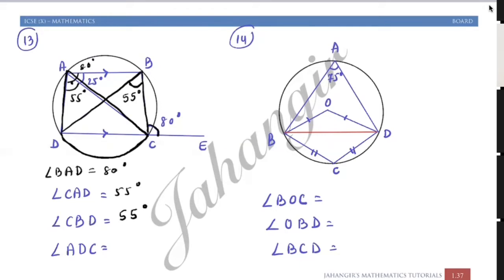Now third is angle ADC, this angle. So we can say AB and CD are parallel. AD is its transversal. So we have co-interior angle. ADC is equal to 180 minus 80, which is equal to 100 degree.